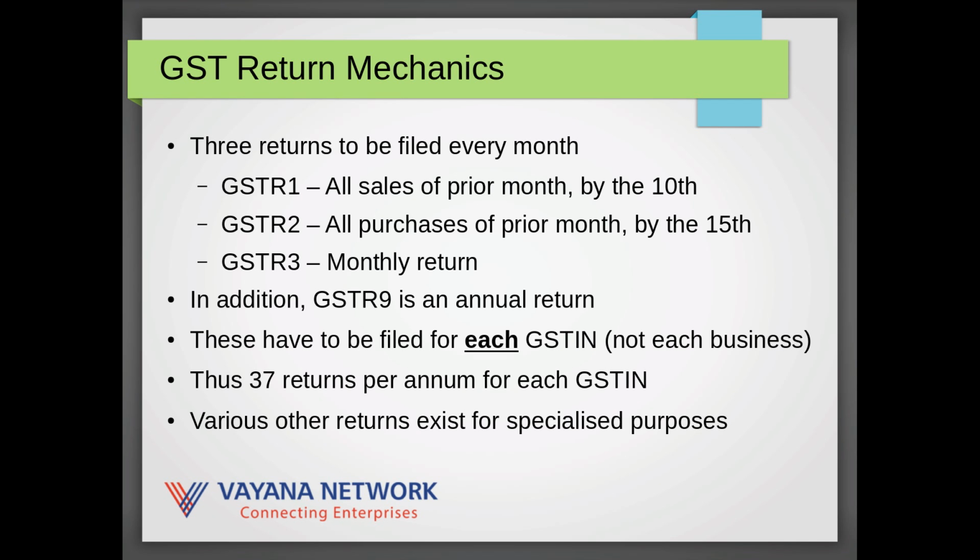needs to be filed called GST R9, and thus there are totally 37 returns to be filed every year. Note that these have to be filed per GSTIN, not per business. So if a business has multiple GSTINs, then it will need to file 37 returns per annum for each GSTIN. In addition to these returns that I talked about, there are various other returns that exist for specialized contexts or purposes. Do check if that's applicable for your business, but I haven't really gone into details of what those are, and they are out of scope for this screencast.